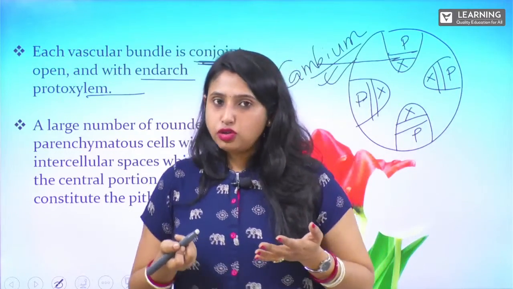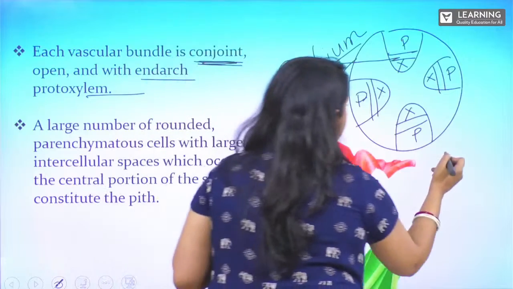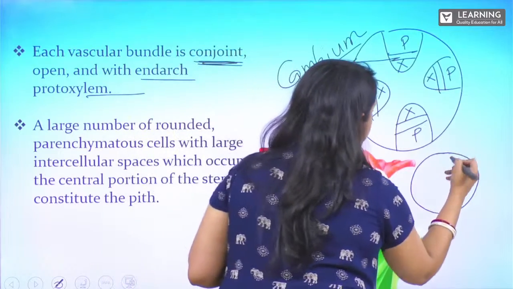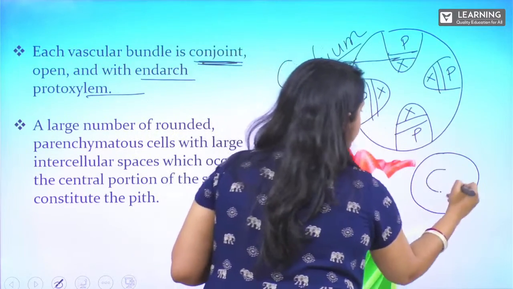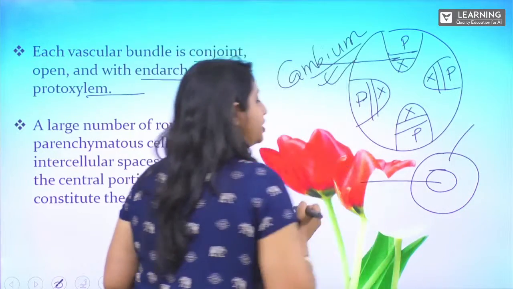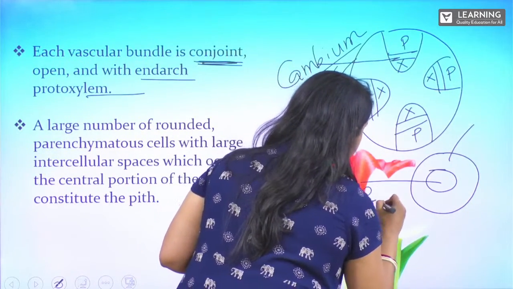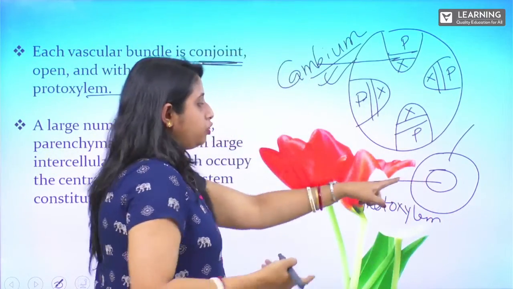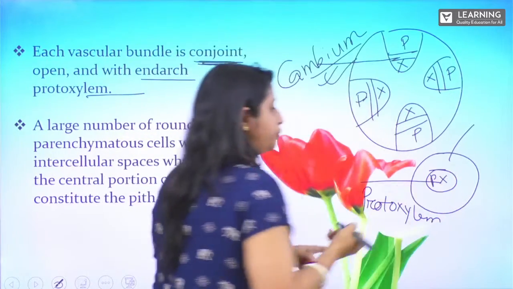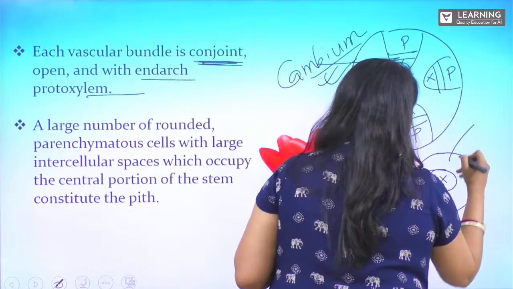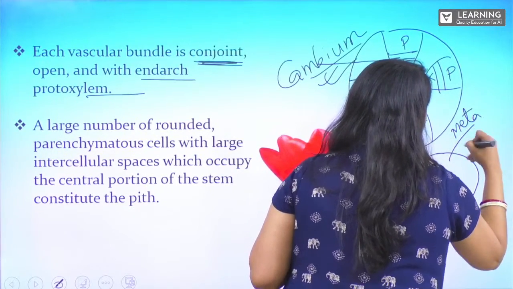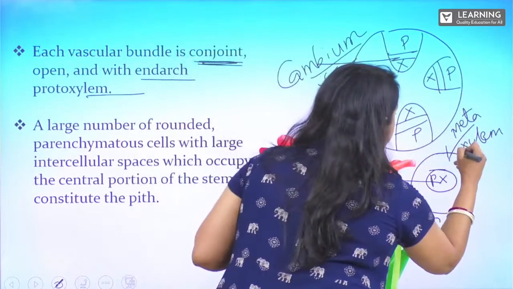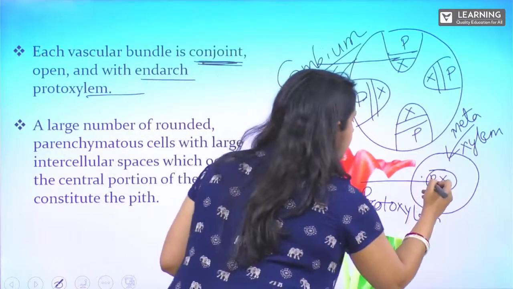What is this endarch protoxylem? Means if this is a vascular bundle, here what happens? Here let me show you that the pericycle will be, that is protoxylem will be inside. This is your protoxylem. This is PX I am writing. This is your protoxylem, and this is your metaxylem. Metaxylem will be towards the periphery, and protoxylem will be in the center.